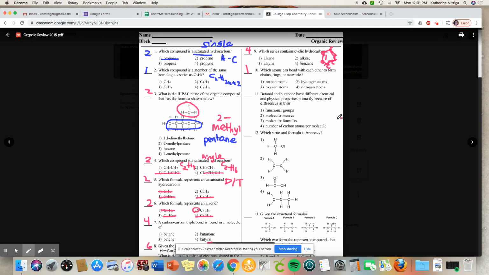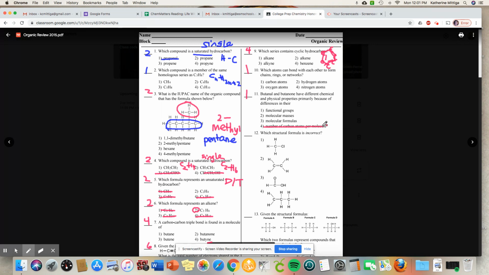So I'm going to look on table R. Butanal is an aldehyde, and aldehydes have C double bonded O to an H at the end of the chain. Butanone is a ketone, and ketones have a C double bonded O somewhere in the middle. So they have different functional groups. Do they have different molecular masses or molecular formulas?